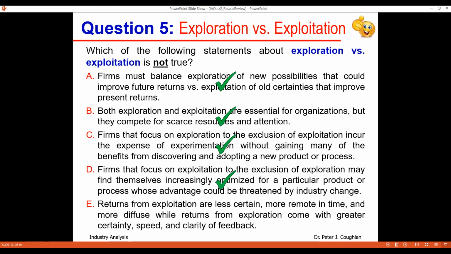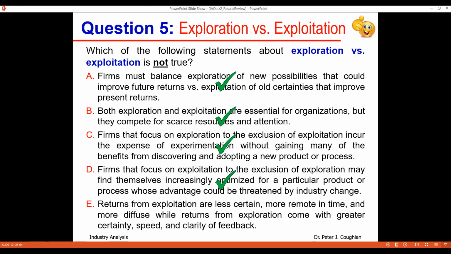Then finally, E: Returns from exploitation are less certain, more remote in time, and more diffuse, while returns from exploration come with greater certainty, speed, and clarity of feedback. No, it's the opposite, right? When you invest in exploration, you don't know, you're looking to discover new things. You're going to have to find 10,000 failures, as Edison would say. He says, I haven't had 10,000 failures, but I've discovered 10,000 ways of not doing it, right?